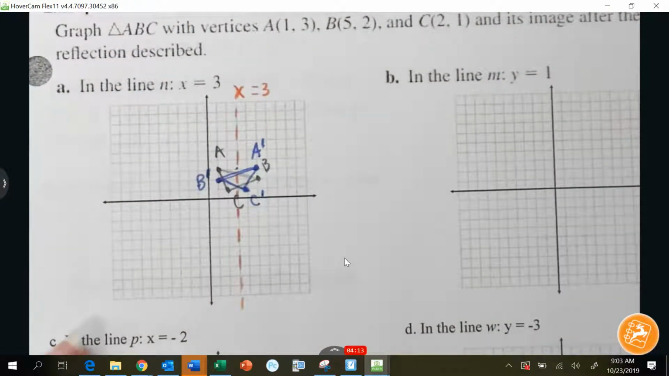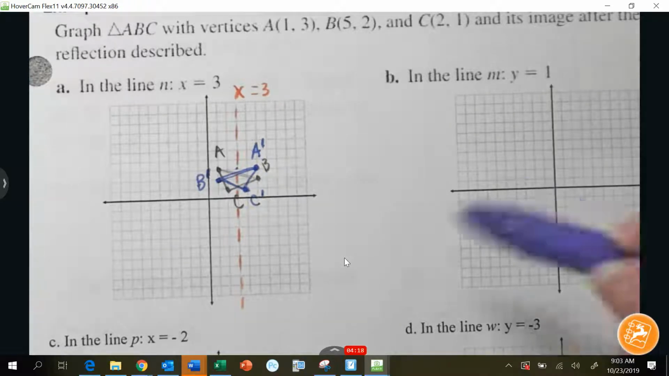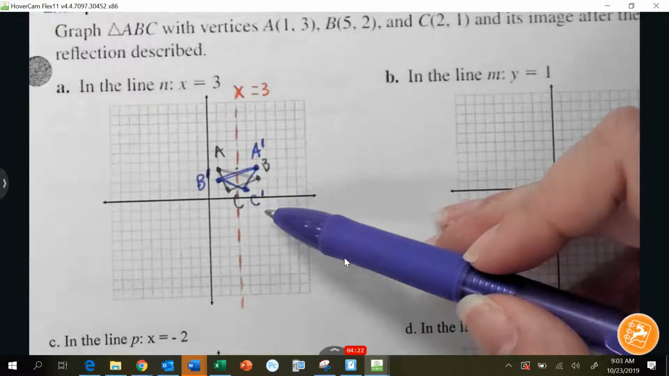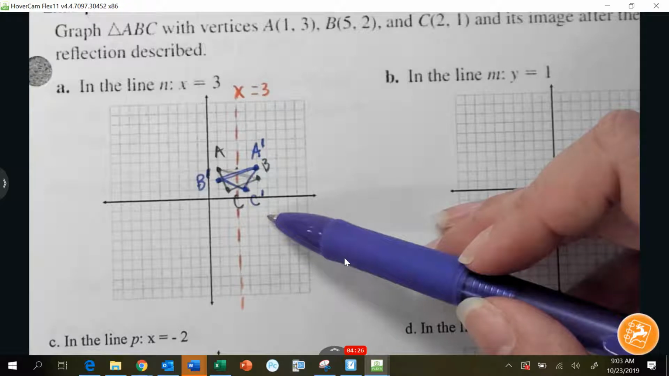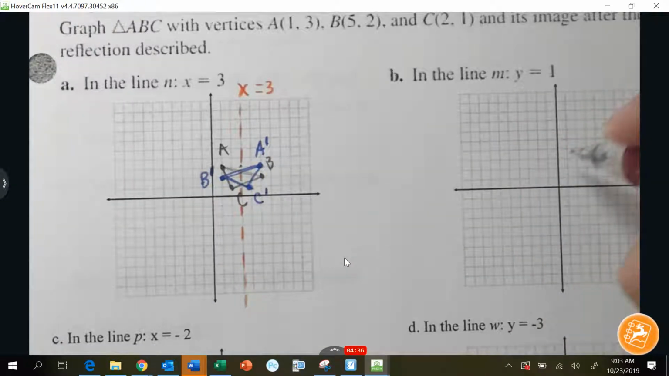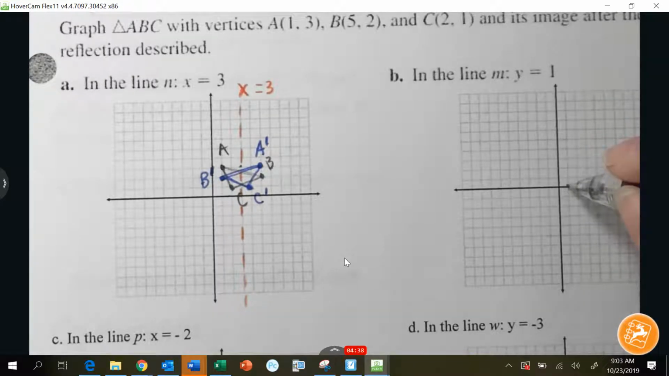So it should look like I folded the paper right on this x equals 3 line, and the dots would match up. It's a reflection. You guys see it? Do we see the reflection? Okay, as I'm waiting for you guys to catch up, I'm going to graph ABC on these other coordinate planes.